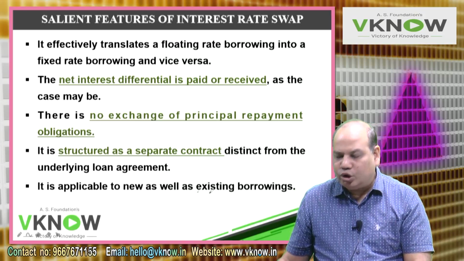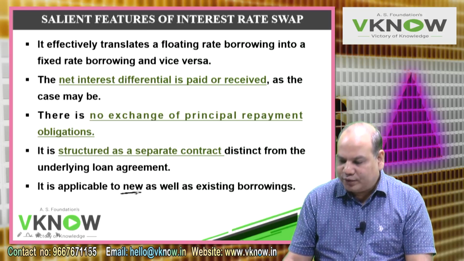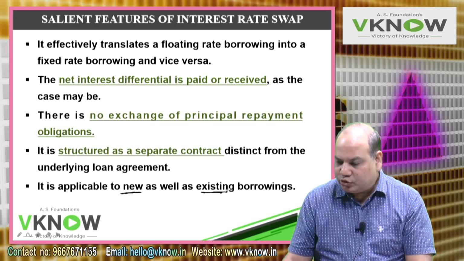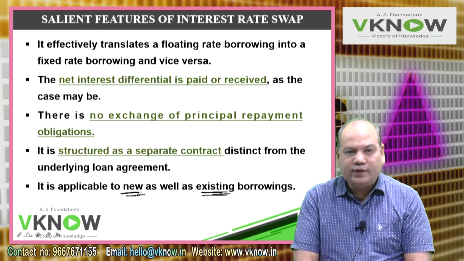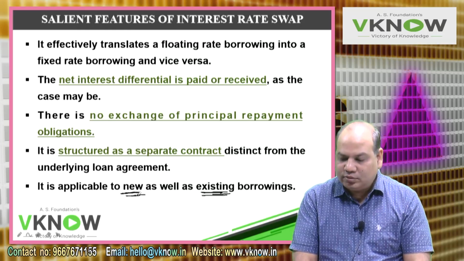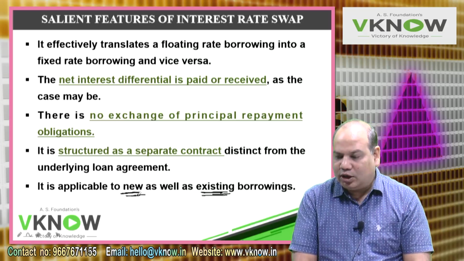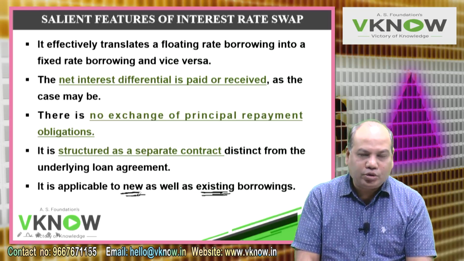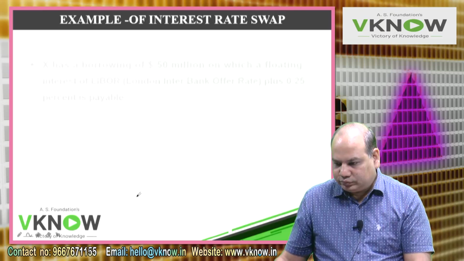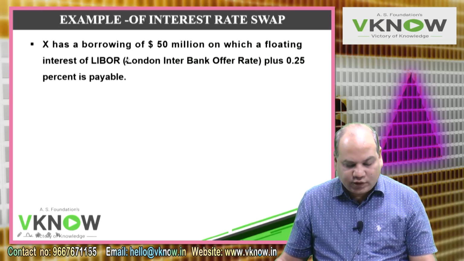It is applicable to new as well as existing borrowing. You can use interest rate swap for an existing loan. That means you can convert your fixed loan into floating, or you can use it for a new loan also. So if you want to borrow at floating rate but only fixed rate is applicable, then also you can use the interest rate swap mechanism and you can convert your fixed rate into floating rate, or floating into fixed. There is one example also printed there. So let us have a look at the example.